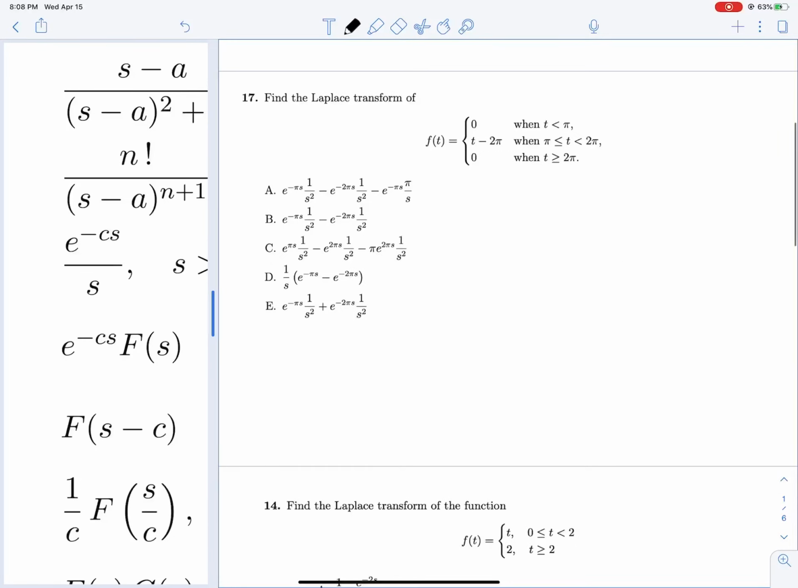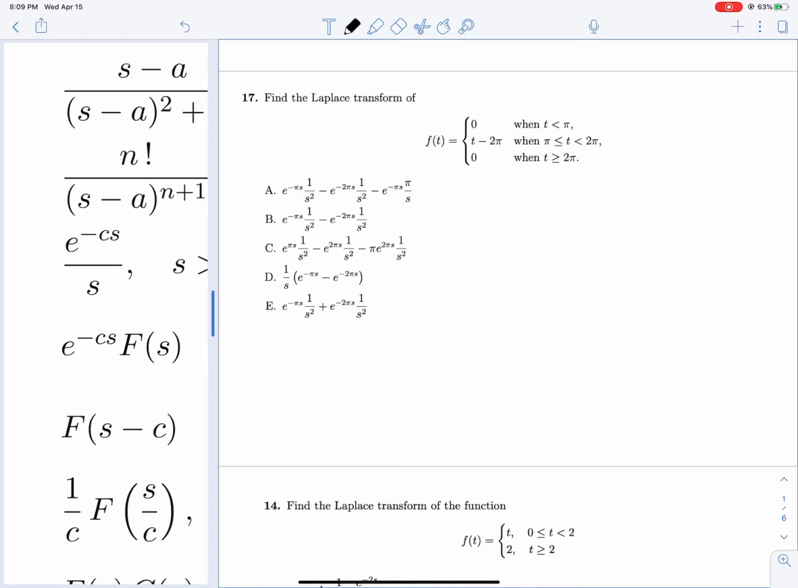17, let's find the Laplace transform of this unit step function related piecewise thing that we got going on here. So when t is less than pi, we want everything to evaluate to 0. When t is between pi and 2 pi, we want t minus 2 pi. We're already seeing that kind of t minus some constant c, and we know we're going to have unit step functions with 2 pi in them. So that's something to be thinking about.